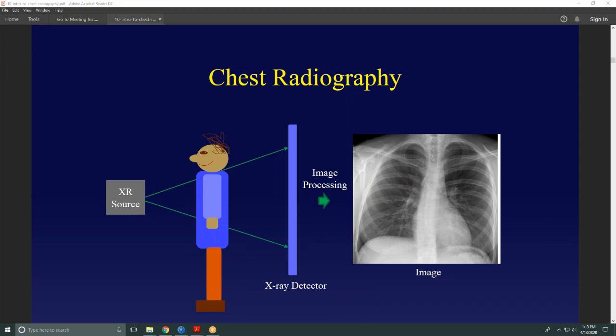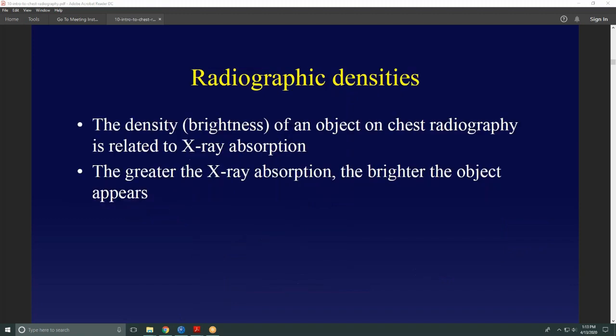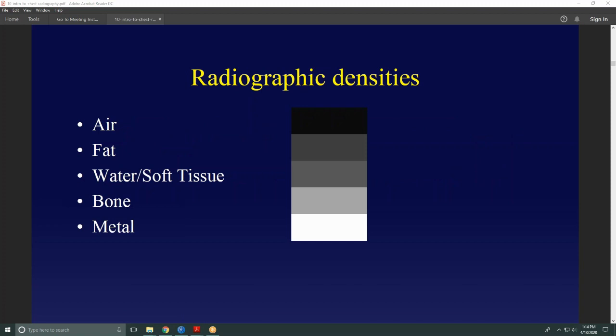And you'll notice once again that what we're looking at is X-rays that are transmitted versus those that are absorbed. That's how we generate our images of any part of the body. In this case, we'll be focusing on the chest. Now, regarding radiographic densities, the absorption of X-rays occurs on a continuous spectrum, but for the purposes of imaging most parts of the body, including the chest, you can break it down into basically 5 categories.